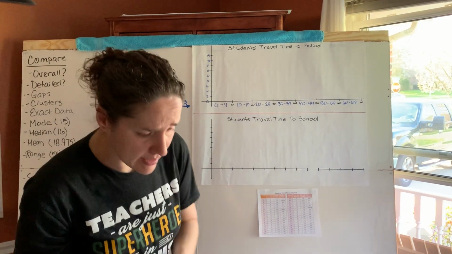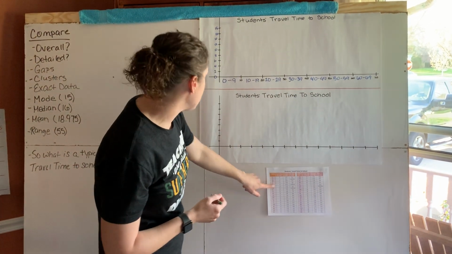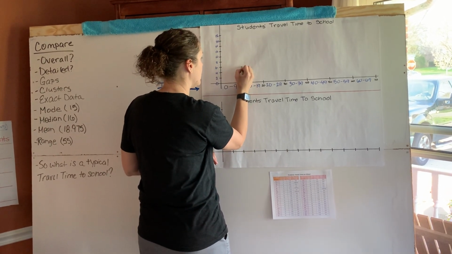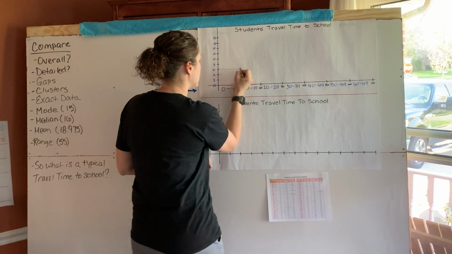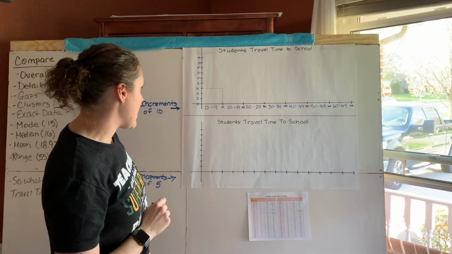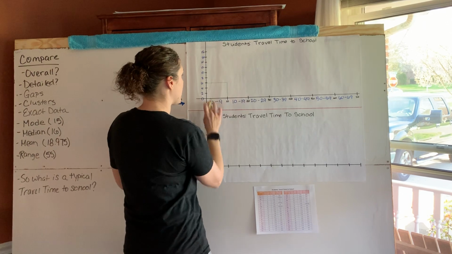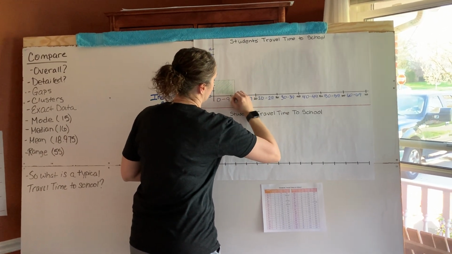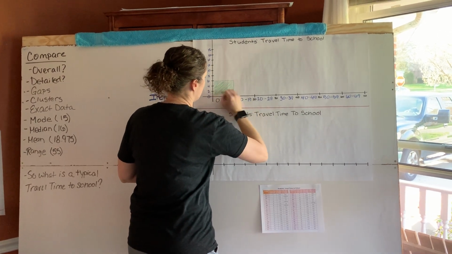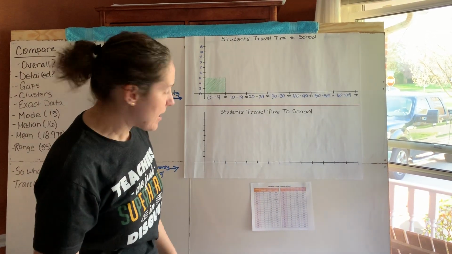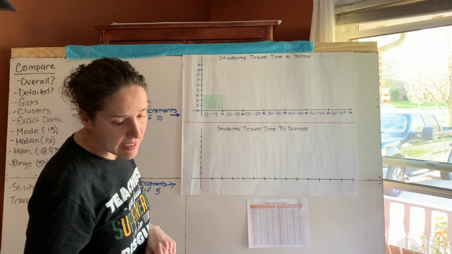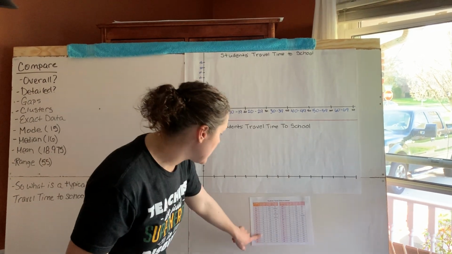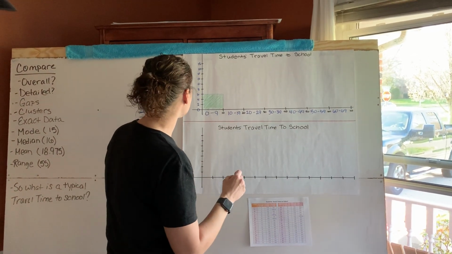So my 0 to 9, like I just said, there are 6 pieces of data from 0 to 9. So there are 6 people that take somewhere between 0 and 9 minutes to get to school. I made my bar 6 tall, and I'm going to quickly shade that in a color. And I'm going to keep on counting. My next gap from 10 to 19 has 17 of them. There's a lot of them. So from 10 to 19, I count 17.